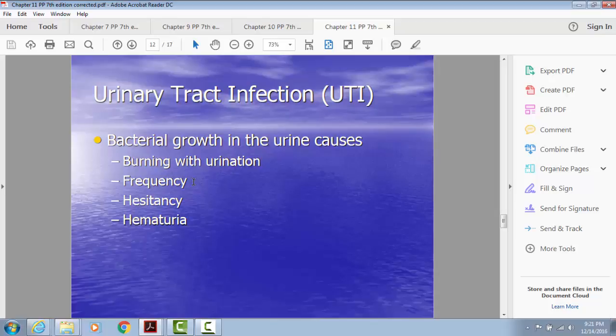at frequent intervals, hesitancy, in that when they start to feel like they need to go to urinate or micturate, they can't get the stream started, and they may have hematuria or blood in the urine. So the frequency, the hesitancy, and the burning are the main symptoms that the patient would exhibit.